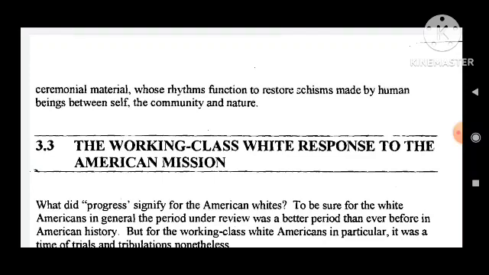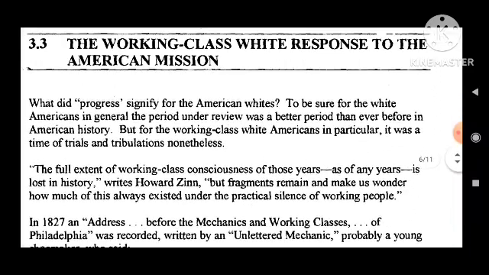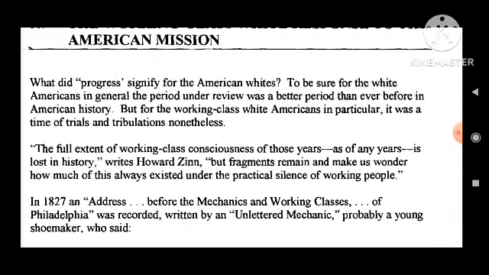Then the working class white response to the American mission. What did progress signify for the American whites? To be sure, for the white Americans in general, the period under review was a better period than ever before in American history. But for the working class white Americans in particular, it was a time of trials and tribulations nonetheless. The full extent of working class consciousness of those years, as of any years, is lost in history, writes Howard Zinn, but fragments remain and make us wonder how much of this always existed under the practical silence of working people.